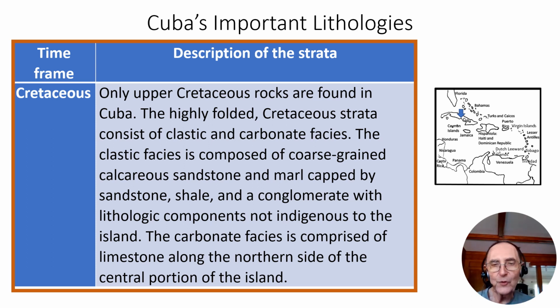Well, I should point out to you that only Upper Cretaceous rocks are found in Cuba. The highly folded Cretaceous rocks consist of a clastic facies and a carbonate facies. The clastic facies is composed of coarse-grained calcareous sandstone and marl, capped by sandstone shale, and listen to this, a conglomerate with lithologic components that are not indigenous to the island. The carbonate facies is comprised of limestone along the northern side of the central portion of the island.